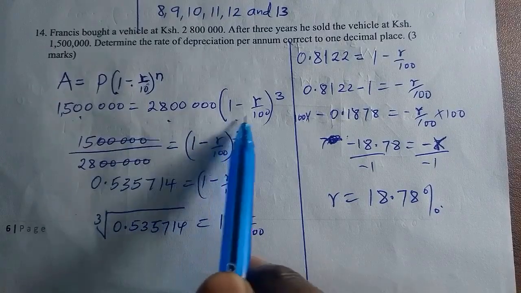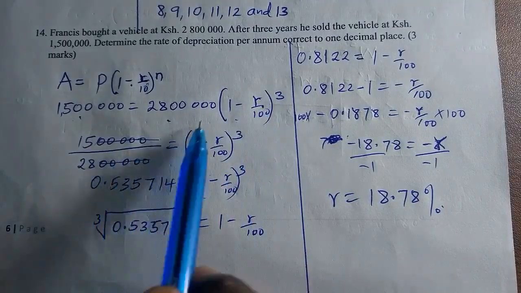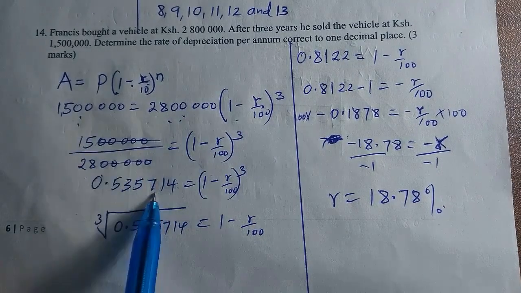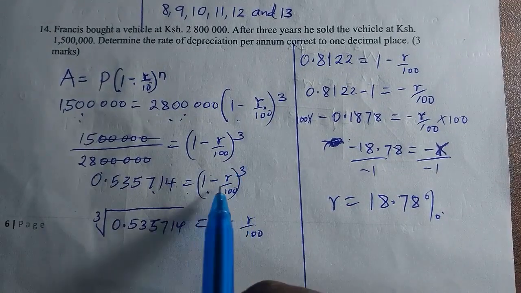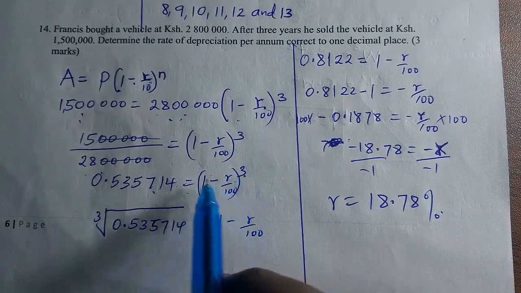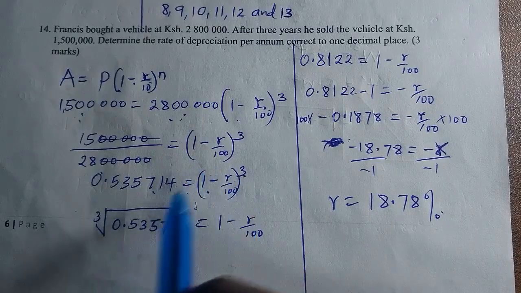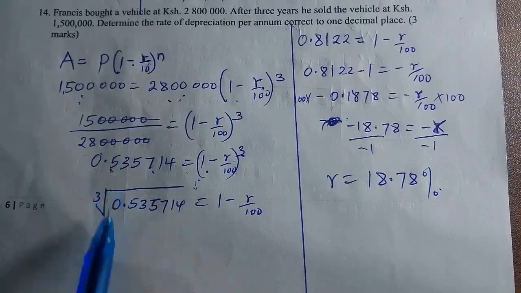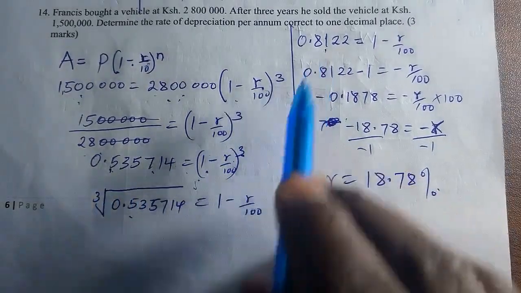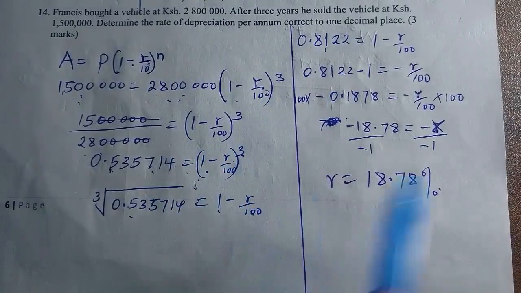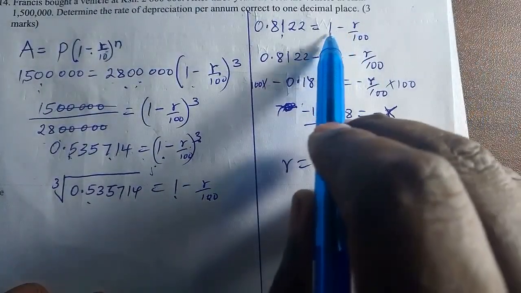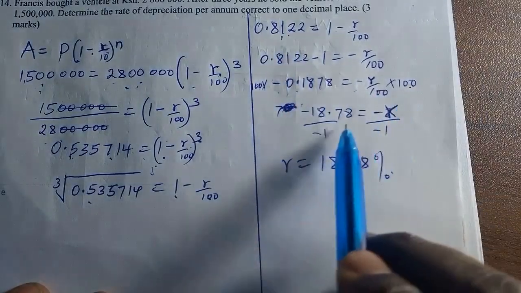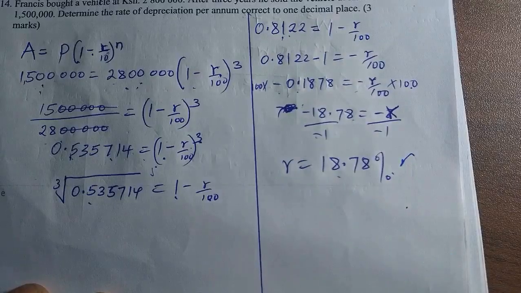We are looking for R. So we divide by this, and we get this, which is equal to this. So to get R, to remove this cube, you cube root both sides. You cube root here, you cube root here. So when you cube root here, you get the answer as this. When you cube root this side, this remains. From here, you put like terms together, and finally, you get R as the answer.